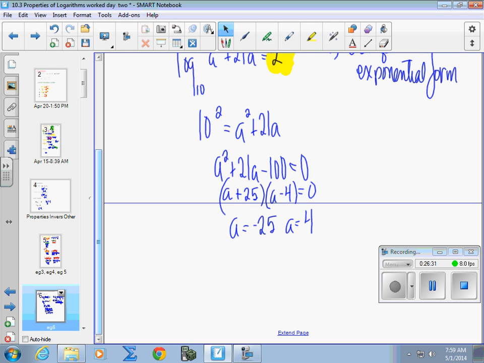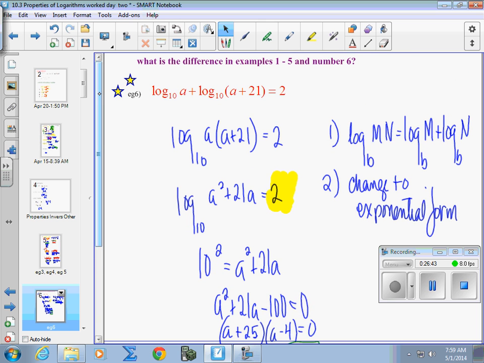So what's the answer? 4. Answer 4. Why? Because the domain of a logarithm is never a negative number. So you plug in negative 25, you get a negative number here. If it turned out to be positive when you plugged it in, you could use it. Negative 25 gives you negative 4, right?